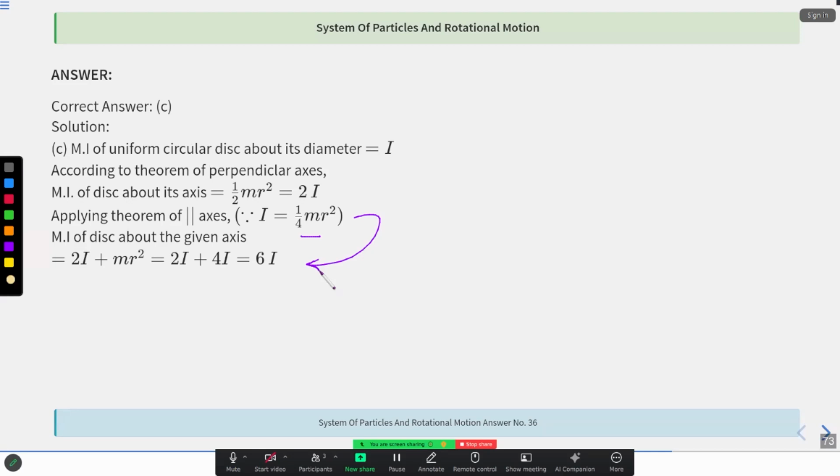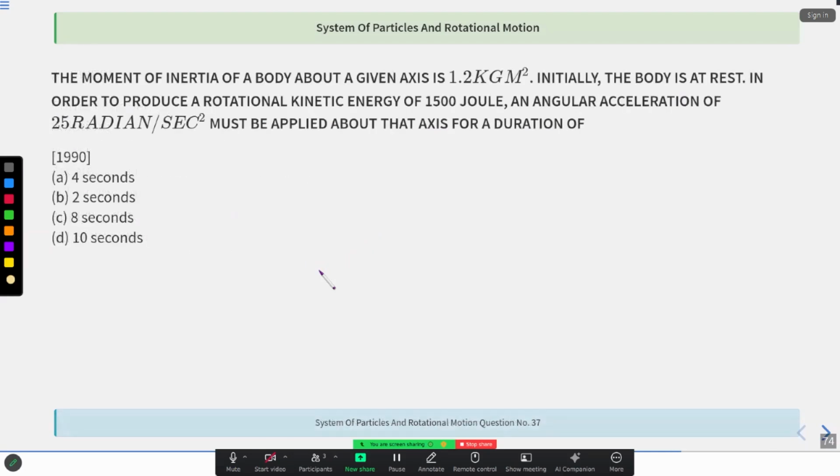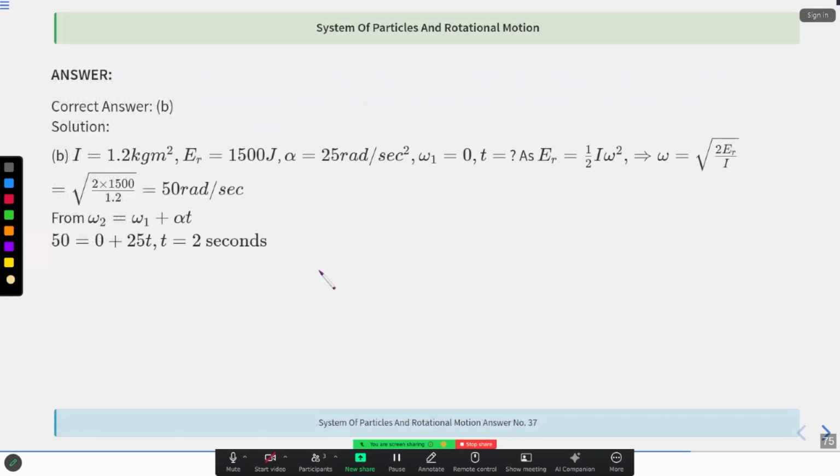Fine. Let's move to the next question. The moment of inertia of a body about a given axis is 1.2 kg meter square. Initially the body is at rest. In order to produce a rotational kinetic energy of 1500 joule, an angular acceleration of 25 radian per second square must be applied about that axis. So I is 1.2 kg meter square, rotational kinetic energy is 1500 joule, alpha is this, omega 1 is this. You need to calculate time.